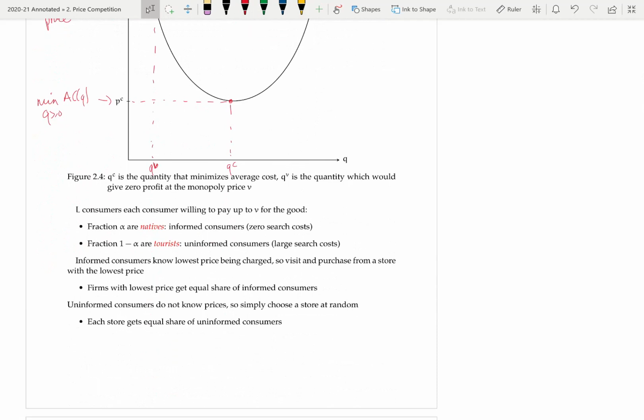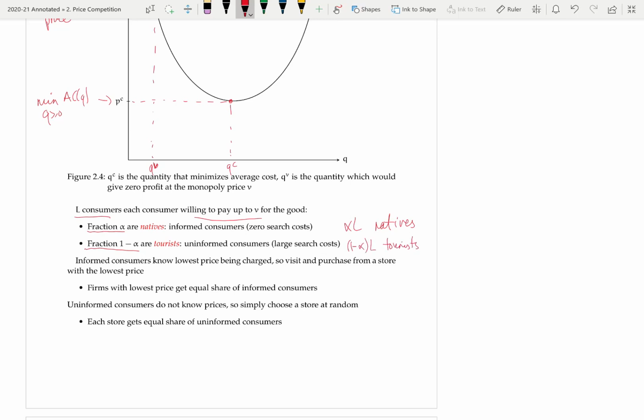What about the consumers? Well, there are L consumers, each consumer willing to pay up to V for the good. A fraction alpha are natives, that is, a fraction alpha are informed consumers. They have zero search costs, they know all the prices. So there are in total alpha L natives. A fraction 1 minus alpha are tourists. These are uninformed consumers. They have very large search costs. They choose a store at random. There are (1 minus alpha) L tourists.